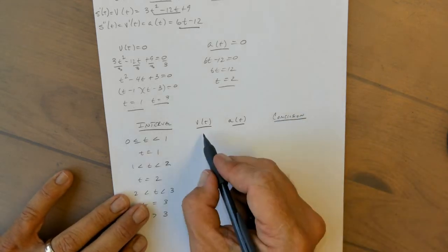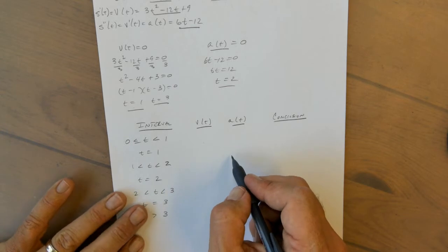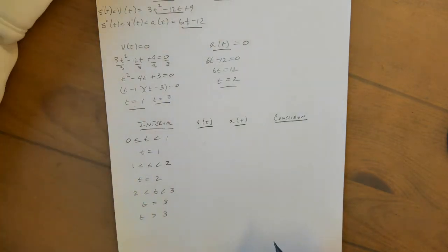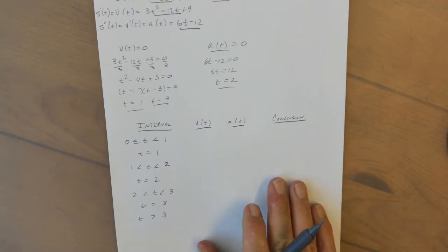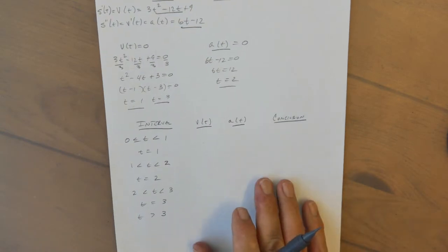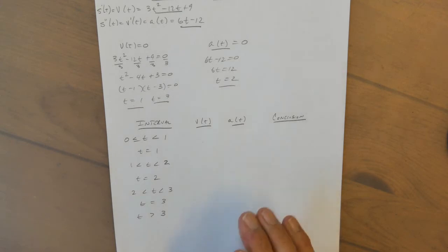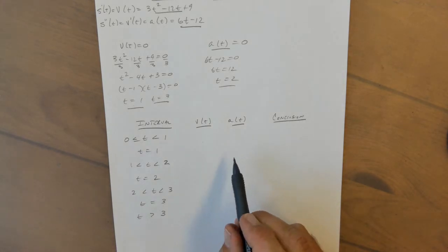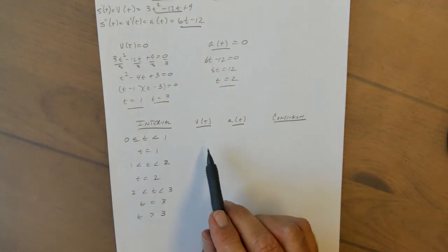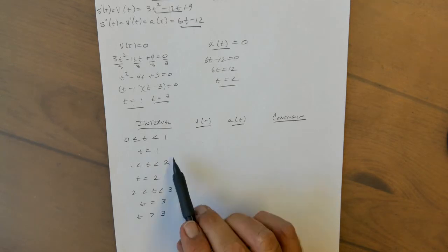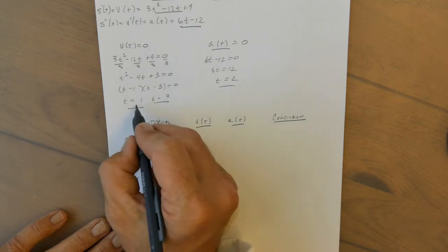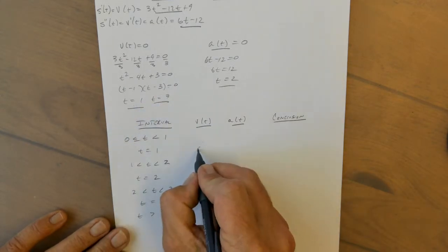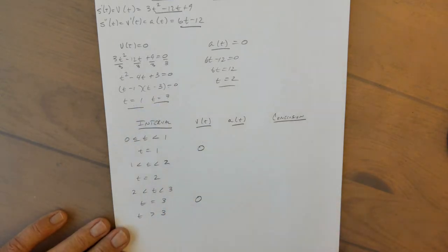Okay, so for our velocity, again, we're only concerned with the sign, whether it's positive or negative. Remember, if velocity is negative, then we know the object is moving to the left. If velocity is positive, it's moving to the right. If velocity is 0, the object is stopped. So we know that it is stopped at 1 and 3. So at 1 and 3, I'm going to put 0.